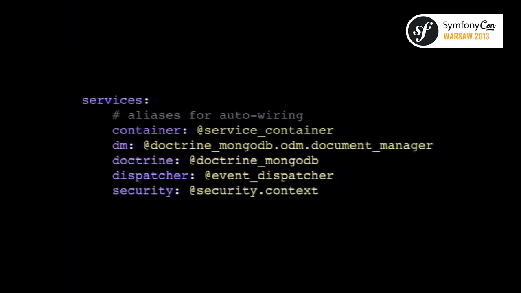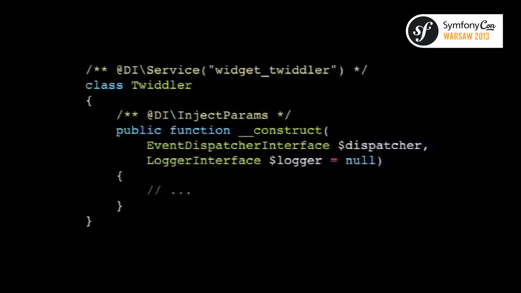In the case where you don't want to create an alias, back here in the annotation, you would just provide a hash. You can pass a hash into the inject params, where on the left is the variable name, and on the right is the service ID. So you don't need to create an alias for every single service.